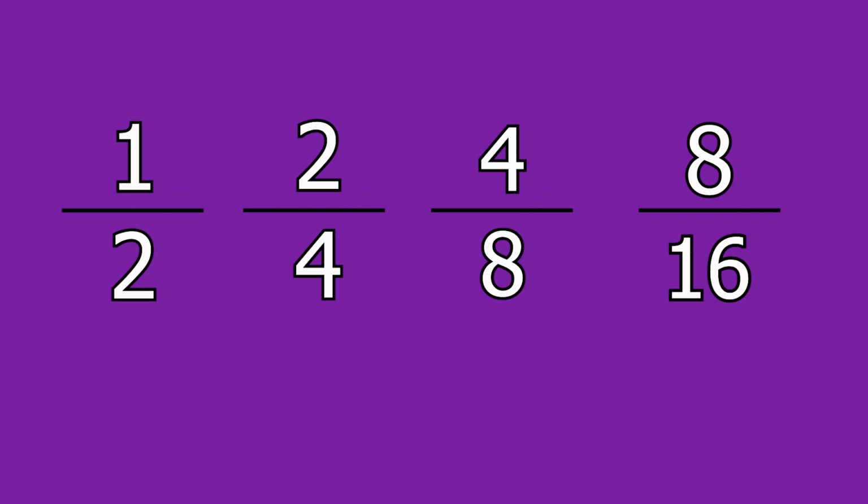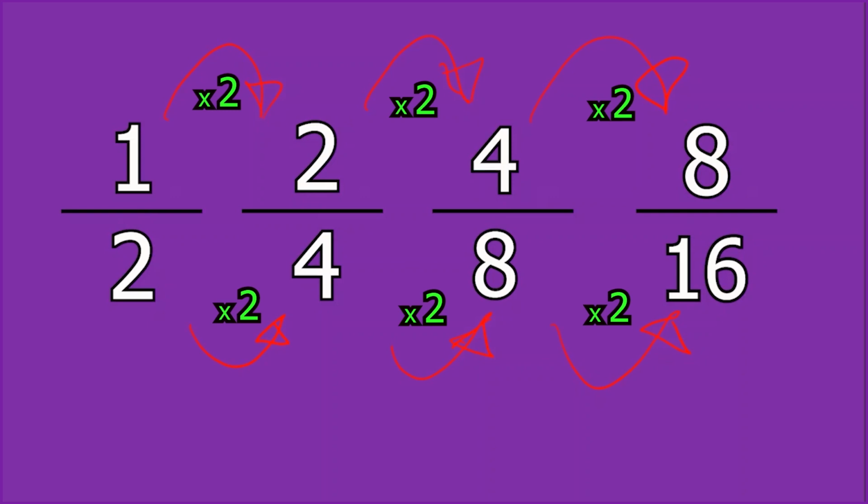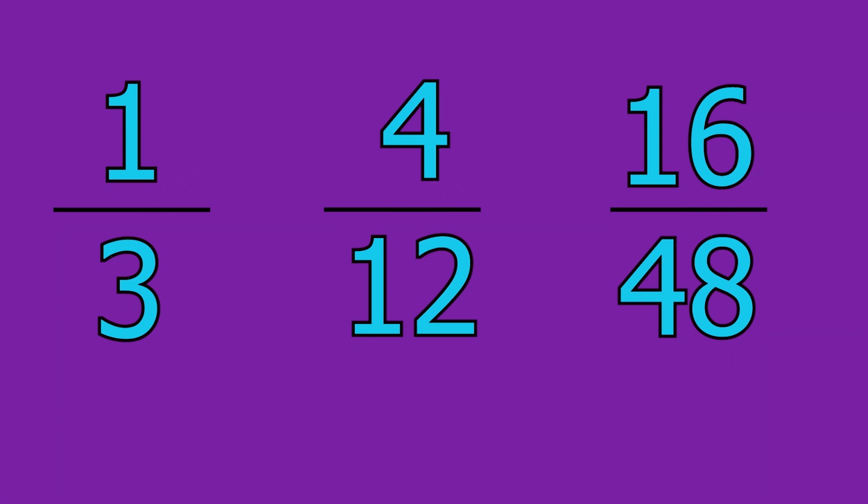So I left you hanging with the challenging question last episode. Your challenging question was to figure out what was the pattern between these equivalent fractions. And the pattern was both the numerator and the denominator were being multiplied by 2. All right, hold on to that way of thinking because I want you to figure out the pattern for this next set of equivalent fractions. 1/3 is equivalent to 4/12, which is equivalent to 16/48.